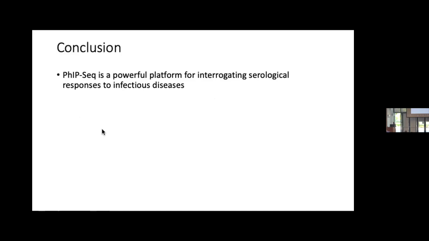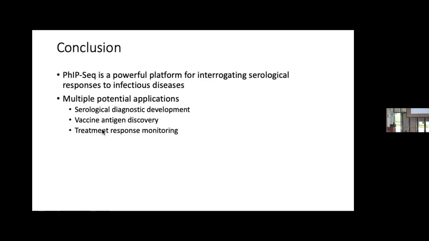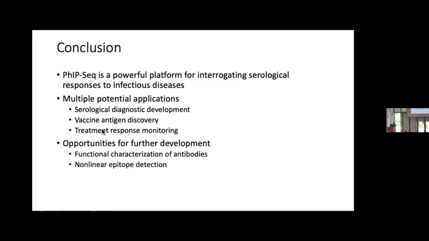So in conclusion, what I hope you take away from my talk today is that FIPSeq is a very powerful platform for interrogating serological responses to infectious diseases. It has a lot of potential applications. So I talked about serological diagnostic development. It can also be used for vaccine antigen discovery, potentially for treatment response monitoring. We just need to try some of these things out.